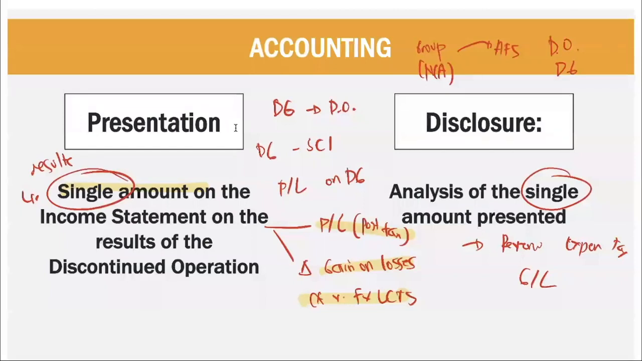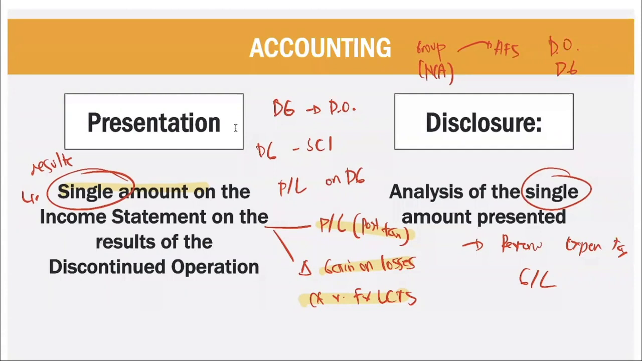So single amount, pinagsama mo yung dalawang yan. What will you disclose? The analysis of that single amount. Therefore, what items are disclosed? The revenue on that particular discontinued operation, the expense on the discontinued operation, the tax on the discontinued operation, and your different gains or losses on that discontinued operation. Okay? So, take note, discontinued operation is still held for sale. However, one unique characteristic here is that it is a group. It is a group that we sell, not only a lone asset. A while back, lone assets, but here, the group that we sell.